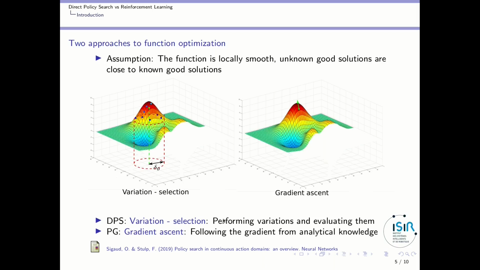On the other side, you have the gradient ascent methods, which correspond to the policy gradient methods and reinforcement learning in general, where you follow some gradient from some analytical knowledge. And we have seen in the policy search classes that we have the analytical knowledge of the policy itself, and by following the gradient of the performance with respect to the policy, we can move in the right direction, provided that we have a good enough estimate of this gradient. This viewpoint is presented in that particular paper.